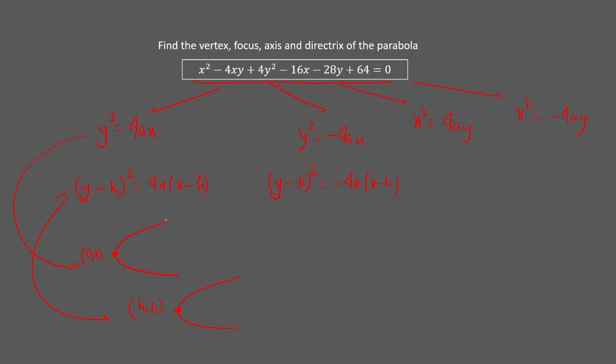These are horizontal parabolas, and these are horizontal parabolas in the opposite sense. The third case is the vertical parabola, which could be displaced somewhere when you put x minus h square is equal to 4a times y minus k. The last one is a downward parabola, which could also be displaced when you do the transformation h, k.